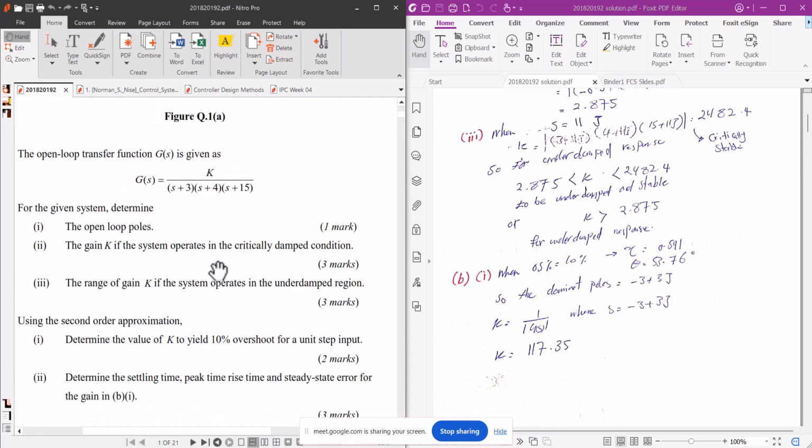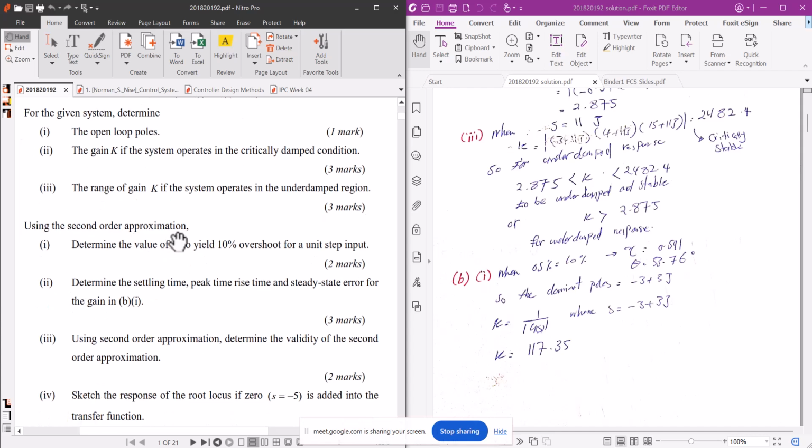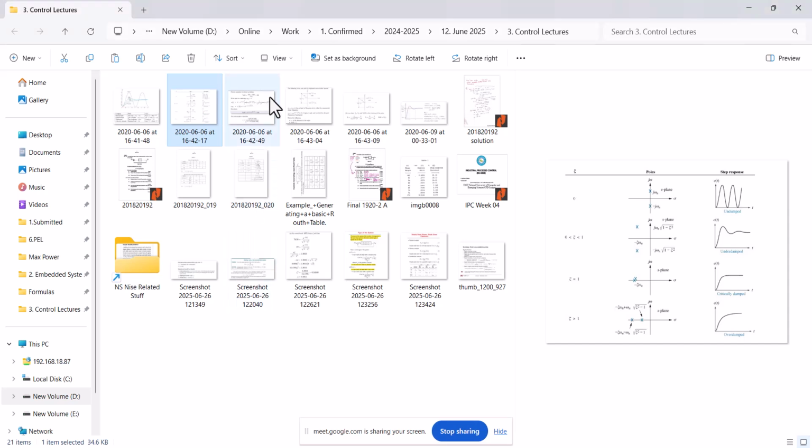Okay, so the next part is: using the second order approximation, determine the value of k to yield 10% overshoot for a unit step input. Now we have to calculate the value of k to yield 10% overshoot. This is the percentage overshoot. Remember, from percentage overshoot we will be able to get zeta. Zeta is the damping ratio, and from zeta we will be able to get theta. Theta is the angle.